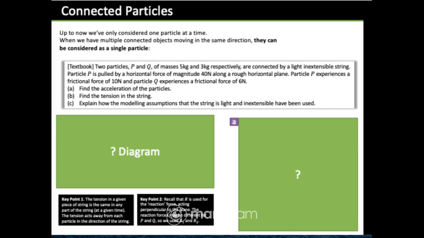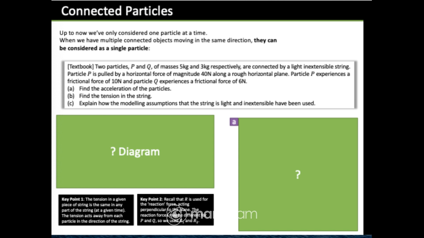So this is the first question. Two particles, P and Q, of masses 5 kilograms and 3 kilograms respectively, are connected by a light inextensible string. Particle P is pulled by a horizontal force of magnitude 40 newtons along a rough horizontal plane. Particle P experiences a frictional force of 10 newtons and particle Q experiences a frictional force of 6 newtons. Find the acceleration of the particles and find the tension in the string and explain how modelling assumptions that the string is light and inextensible have been used.